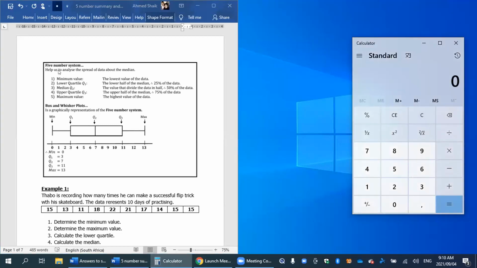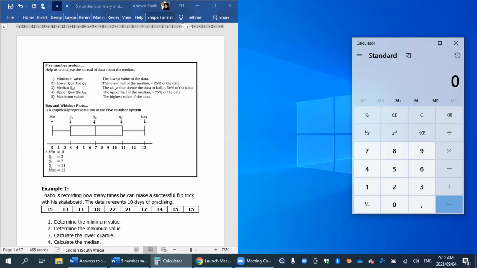So we've got the 5-number summary, and it helps us to analyze the spread of data about the median. The first value of your 5-number summary is called the minimum value. The minimum value simply means the lowest value of your data set. So if we're looking at this data set given to us in this example, the lowest value is 0, therefore your minimum is 0.